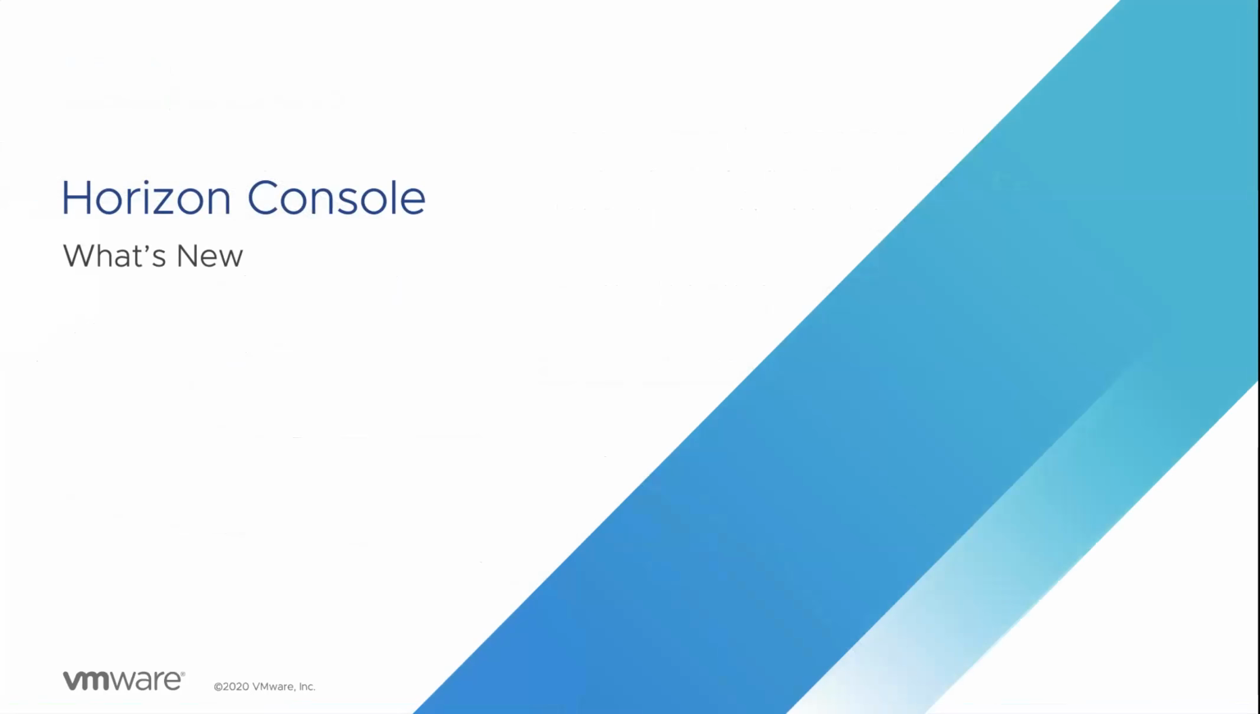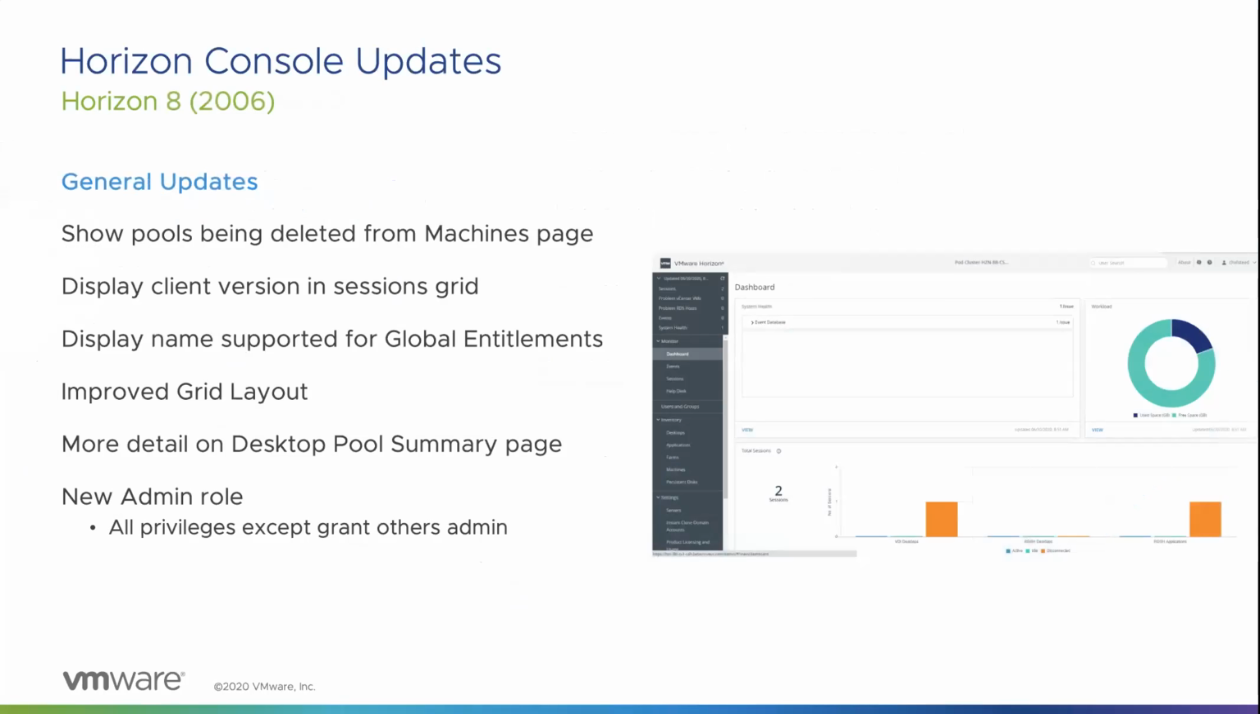Let's look at what's new in Horizon Console. So some general updates. You can see more detail on pools being deleted from the machines page. You can see the client version. You can set a custom display name now for global entitlement, so you don't have to use the default name. You can use a customized name so that users have a better understanding of what they're connecting to. Much improved grid layout. I really like it. It's very clean and much more data is shown now when you look at different pages.